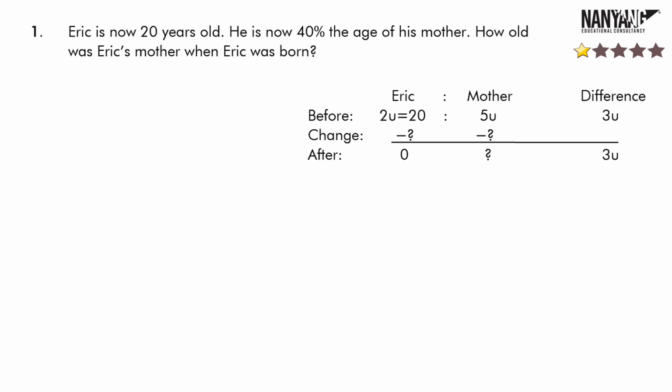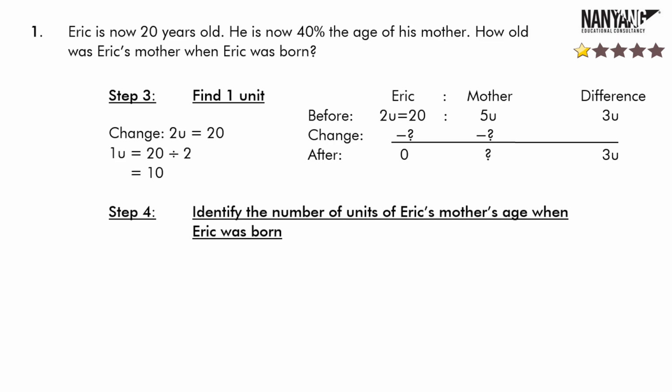So now with this table, we can find out what 1 unit is. Let's look at before. Eric 2 units equals 20. So 1 unit equals to 20 divided by 2, 10. So now with 1 unit, we can identify the number of units of Eric's mother's age when Eric was born.